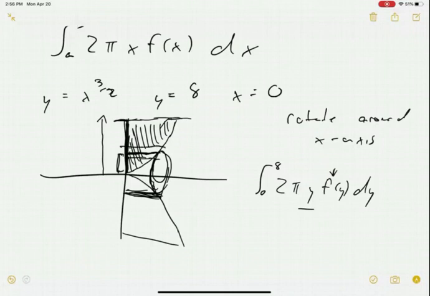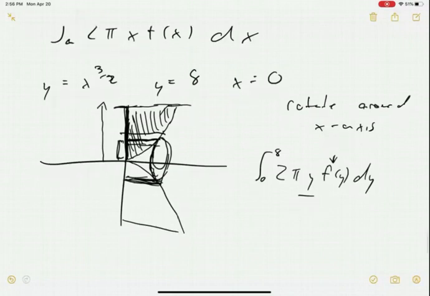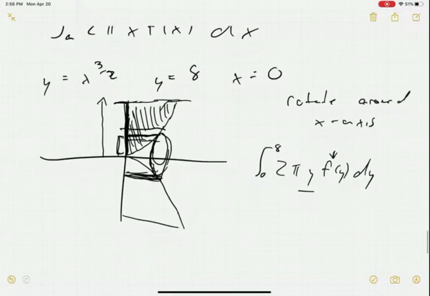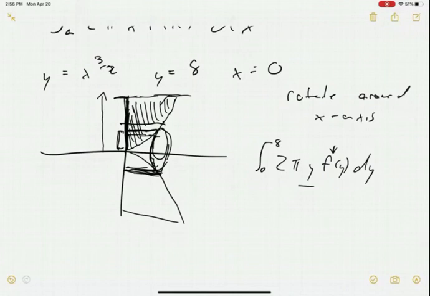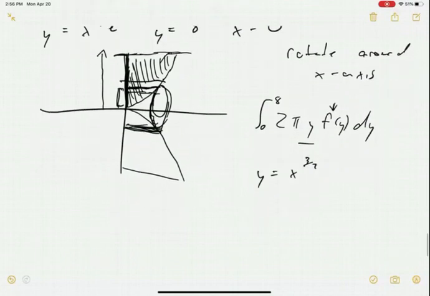So what is this distance? It's the distance from my x-axis to my curve, which is x equals y to the 3 over 2. And I want to get that in terms of y. So if I have y equals x to the 3 over 2, what is my function of y?